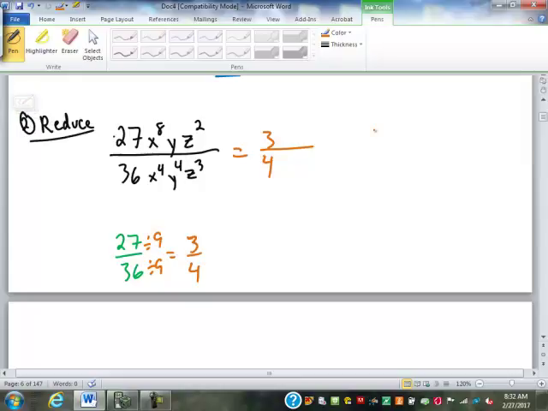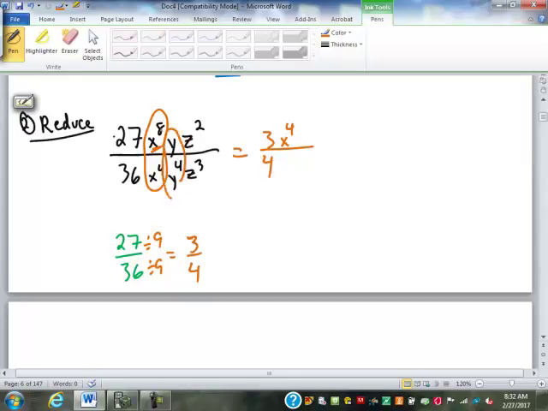And then we have to reduce the variables. We'll do each one at a time. So with the x's, remember the first thing we have to do is decide, is it going to be on top or bottom? It's going to be on top. And then what power? 4. It's on top because the larger power was on top, and then it's 8 minus 4 is 4.